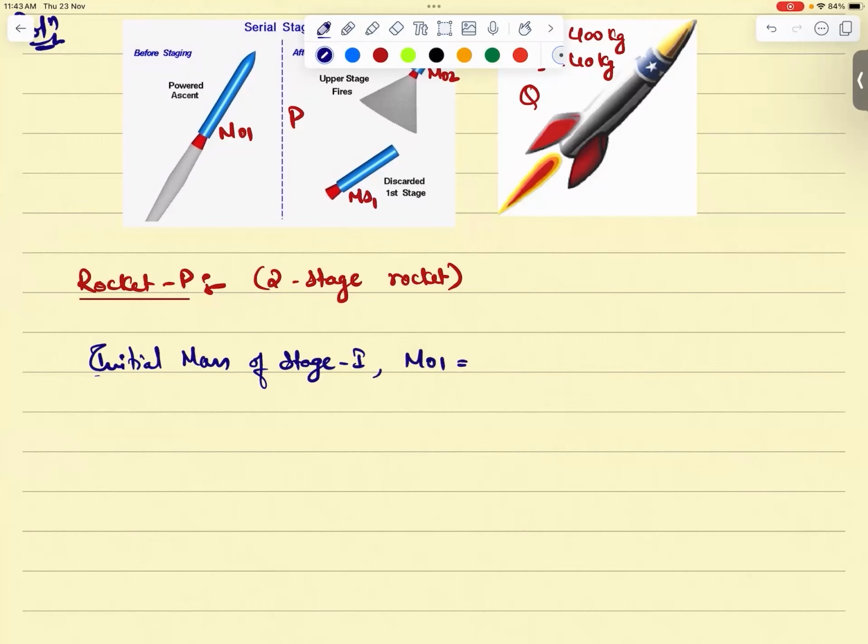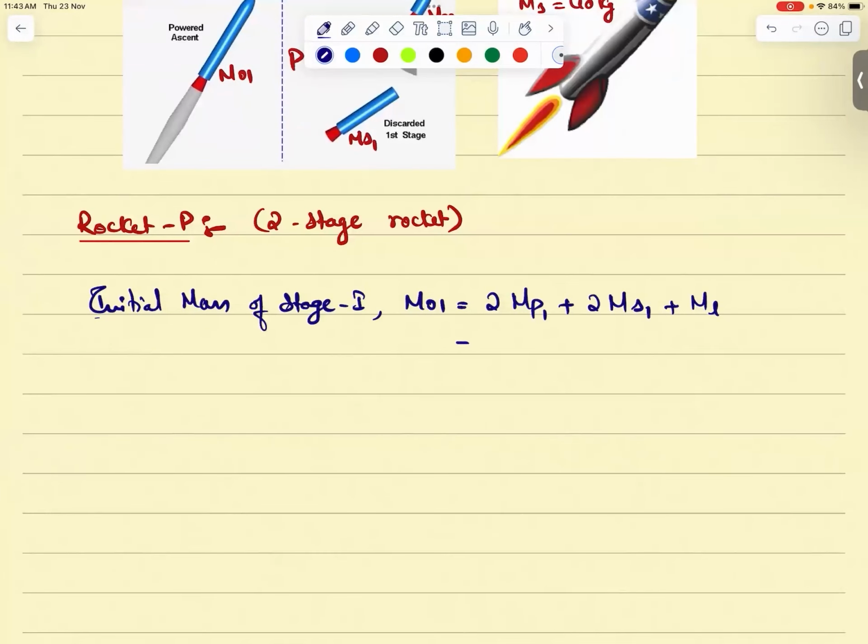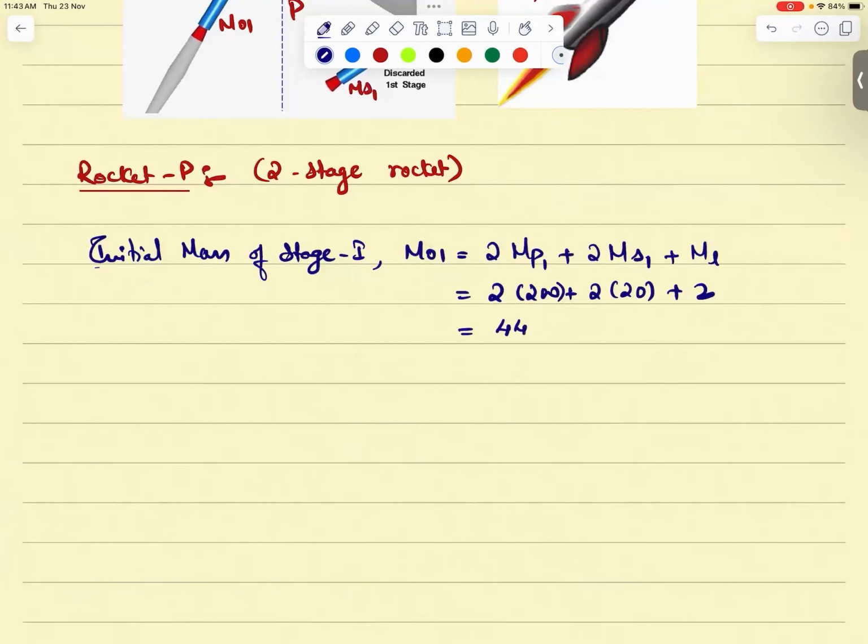It is the entire rocket carrying 2 stages. Each one has a propellant mass mp1 and a structural mass ms, and the payload mass is ml. Each stage propellant is 200, each stage structure is 20, payload is 2. So you will be getting 442 kg. That is M01. M01 is 442 kg.